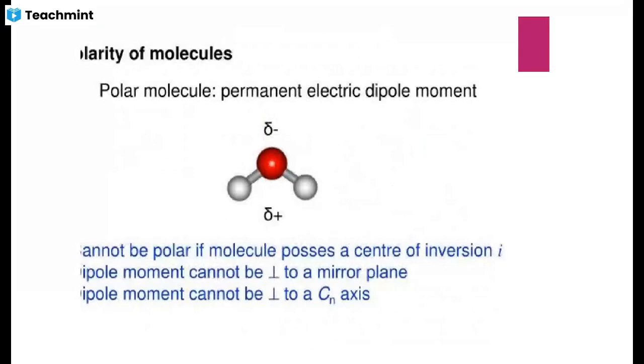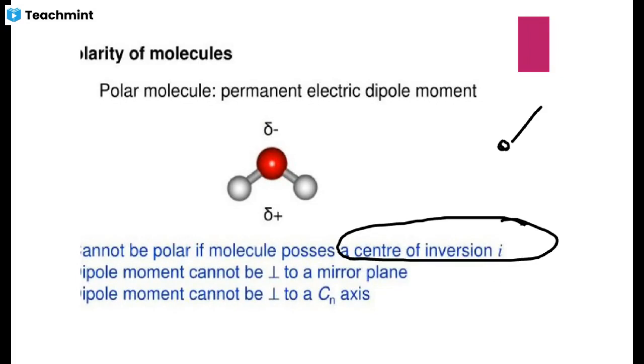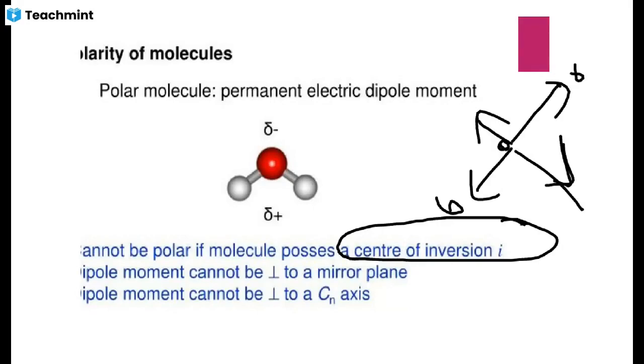You can also use group theory to find the permanent dipole moment. If a molecule contains a center of inversion, meaning from the center point at equal distance you find equal atoms, then it cannot be polar. The atoms should be the same, with the same electronegativity. So there is no dipole moment, no polarity.